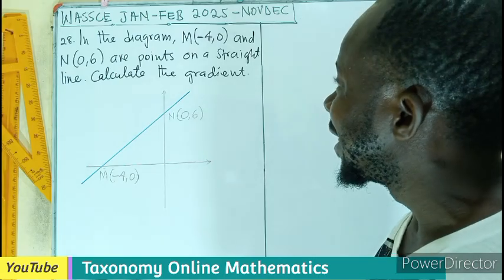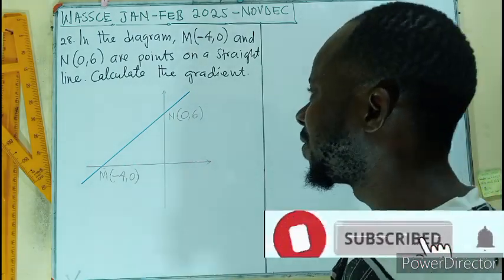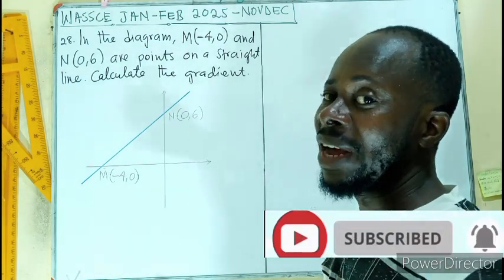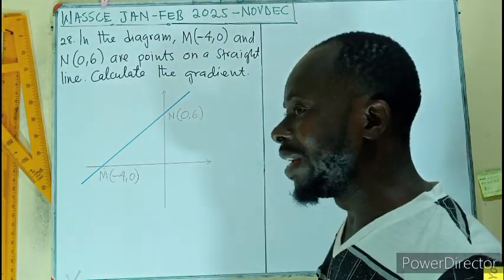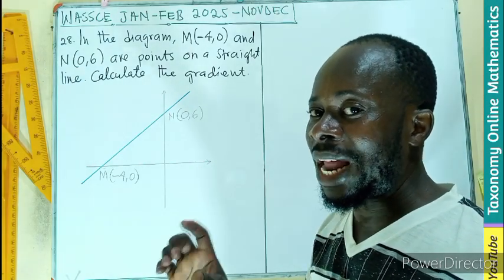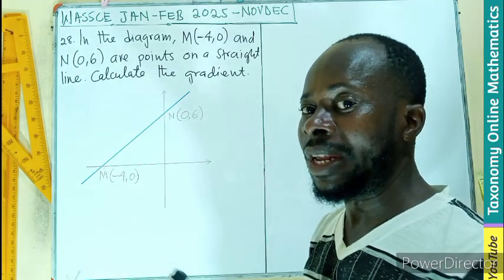Question 28. In the diagram, m is minus 4 and n is 0.6. These are 2 points on a line. We have to find the gradient of that line. Remember, in finding gradient, you're looking for how steep the line is. That is the steepness of the line, how it is climbing, that is rising and falling.